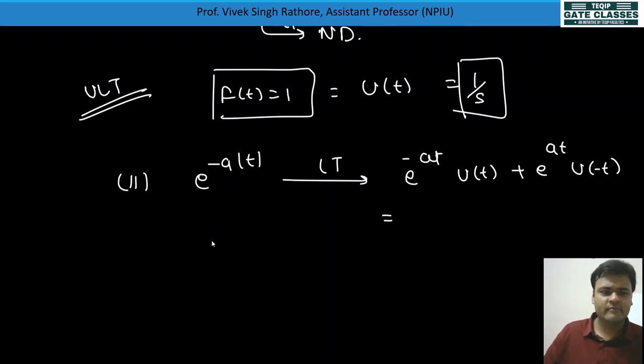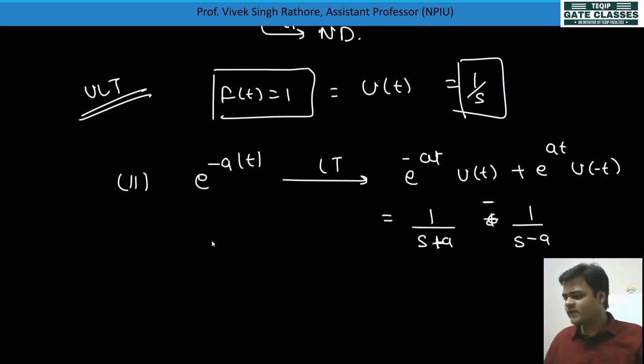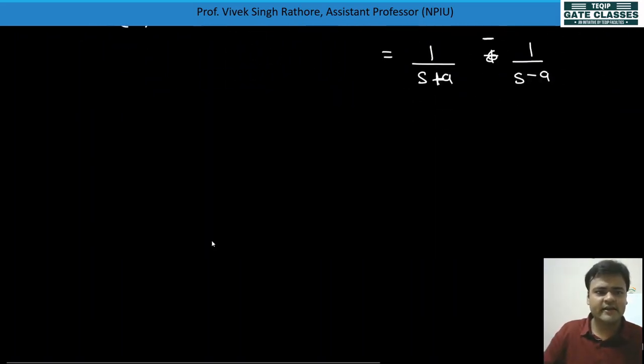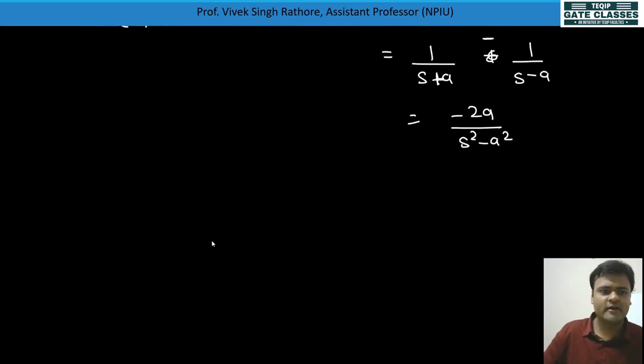And it will come as 1 by (s minus a) plus 1 by (s plus a), and 1 by (s minus a) will be there, but the minus sign will come here. This we have seen earlier, and then we have calculated its value also. S and s will cancel, so here minus 2a by (s square minus a square) will be there.